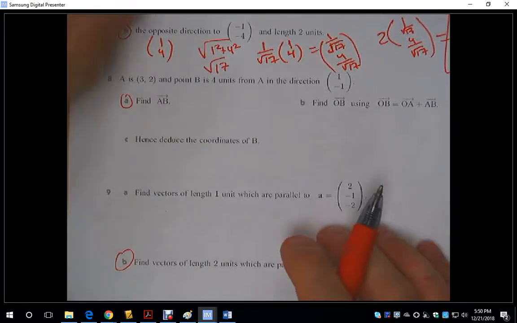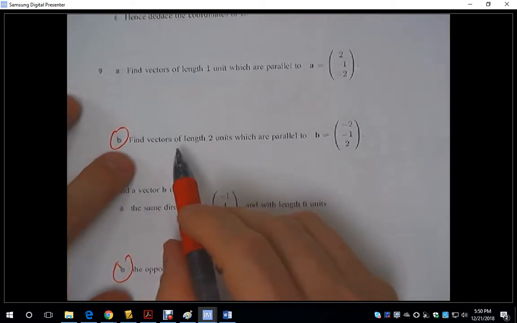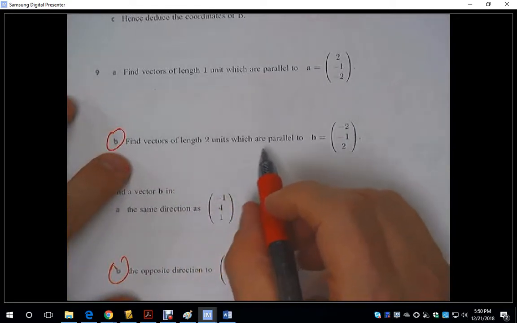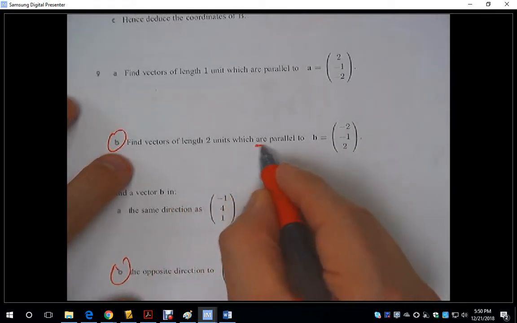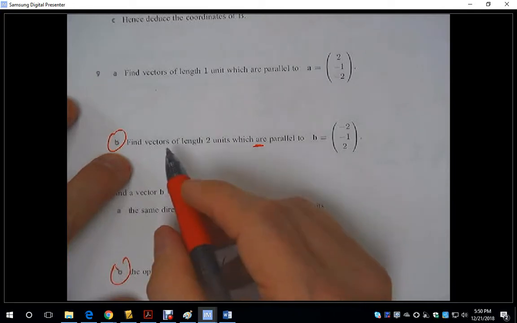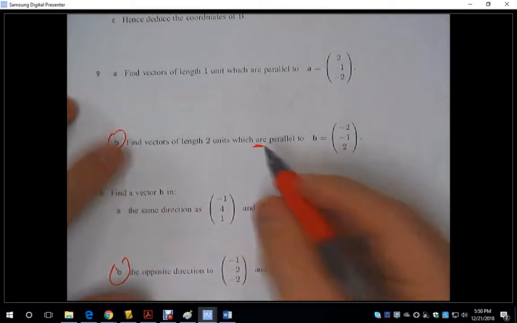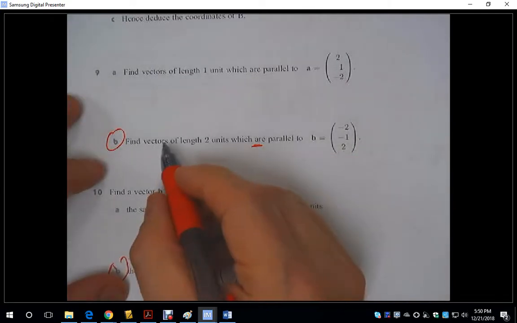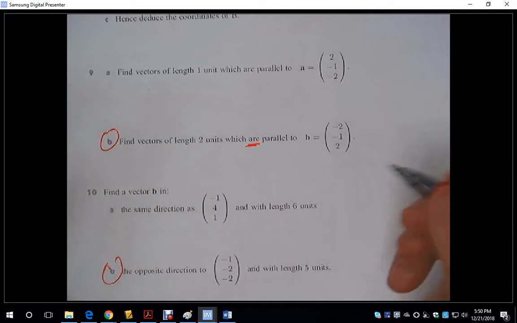Yeah, just running out of time. We're going to move down to 9b. So it says, find the vector of length 2 units which are parallel. So I guess we're looking at vectors, which is plural. So find vectors of length 2 units which are parallel. So we're looking at vectors that are going in 2 different directions. It doesn't say opposite, and it says are, so it implies 2 different vectors.